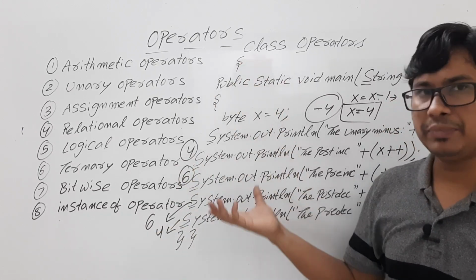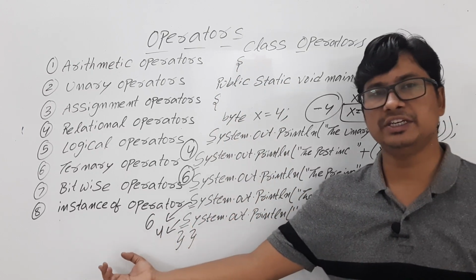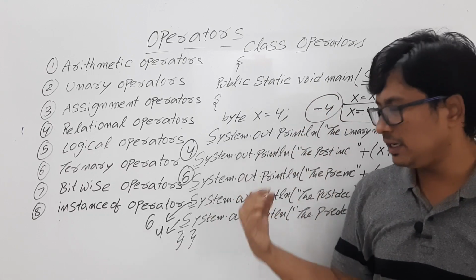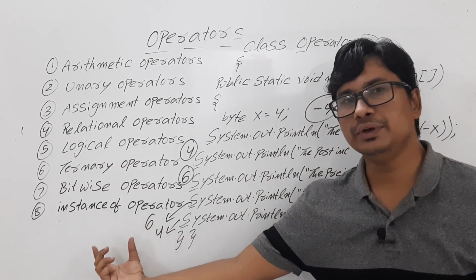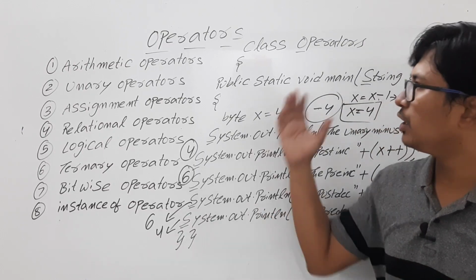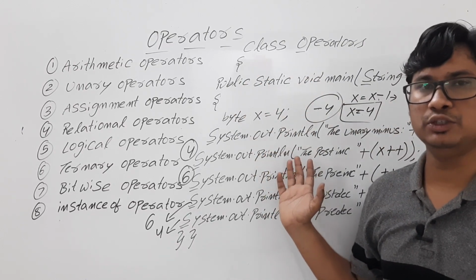If you want to compile this program, you need to write a statement called javac Operators.java. Then you will get a class file. Then you need to execute it with the help of the command java Operators. Now let me execute this program and show the output for you.